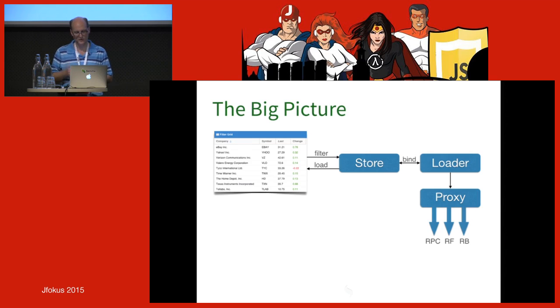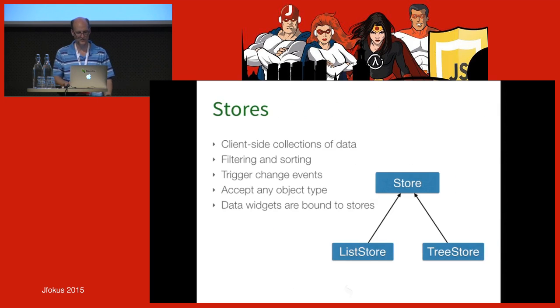The store is where you also go to load data. The store will call a loader. Those two are bound together using a special binding class. And then the loader in turn contacts a proxy for the specific type of data that you want to load. So the 3 main types are, again, GWT RPC, request factory, and request builder, which is just a vanilla HTTP connection from GWT. So first we'll take a look at the store.